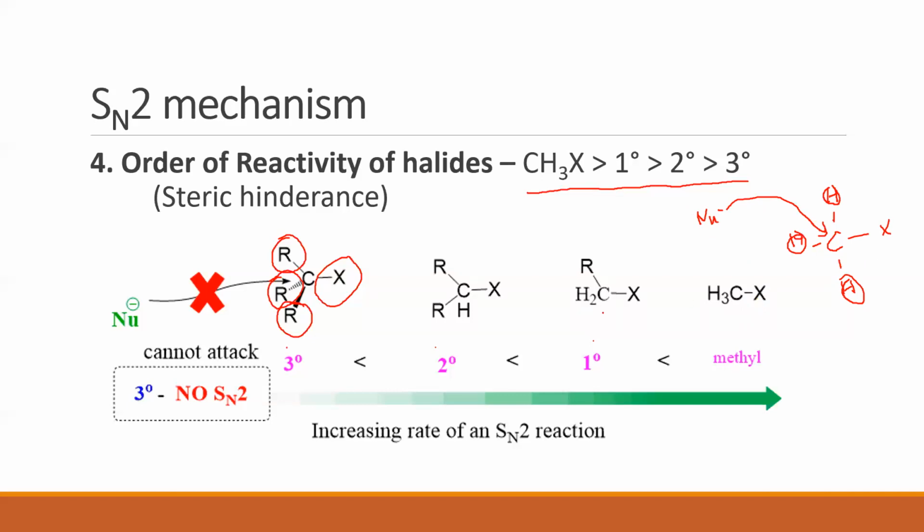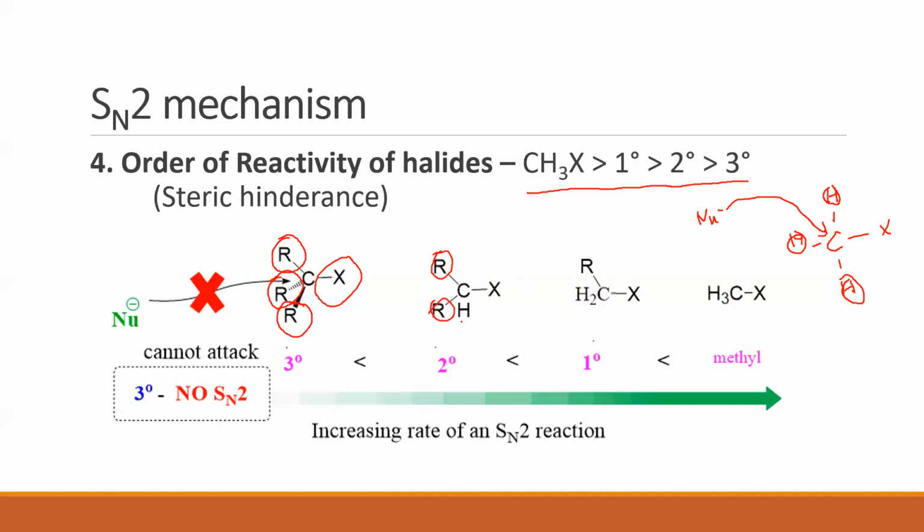Followed by whom? Followed by primary. In the case of primary, it is more difficult than methyl. Why is it difficult? Because one of them is R. R is bigger. But still, it is easier compared to secondary. Why is it difficult in secondary? Because in primary, I only had one R group, whereas in secondary, I have two R groups which are big.